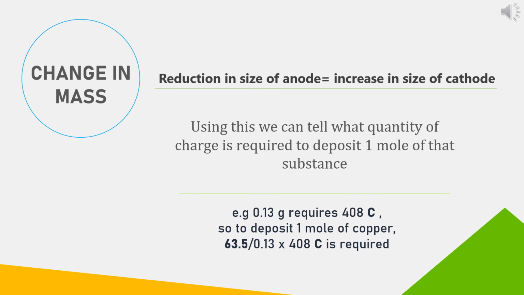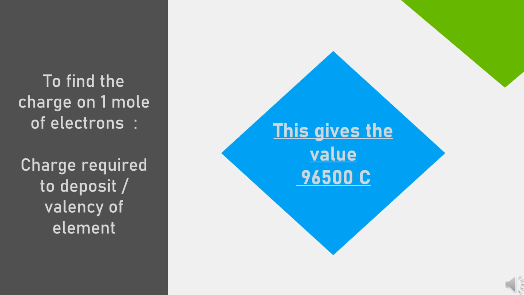For example, 0.13 gram requires 408 coulomb. So, to deposit 1 mole of copper, 63.5 grams is the molecular mass. Using this, we can determine the value: 96500 coulomb, the Faraday's constant.